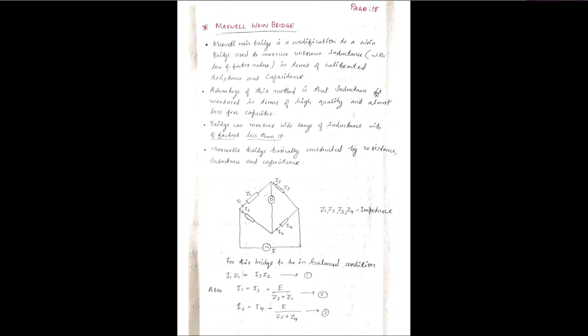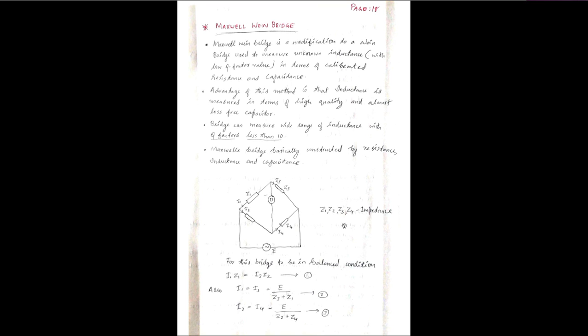The advantage of this method is that inductance is measured in terms of a high quality and almost loss-free capacitor. The capacitor used here is a loss-free capacitor, so we will get the inductor measurement accurately. And also the bridge can measure a wide range of inductance with a Q factor less than 10. Okay, the Q factor should be less, and it should be less than 10. And Maxwell's bridge is basically constructed from resistance, inductance, and capacitance.